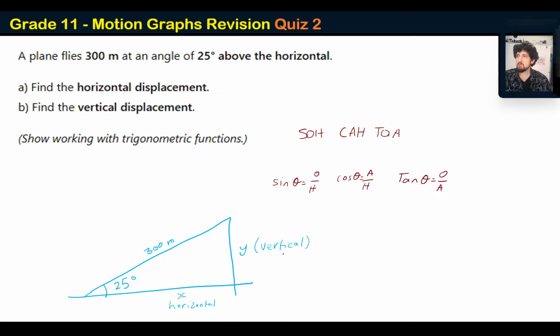If I'm looking for this part here, that is the opposite, opposite the angle, so that's O. And I've got the hypotenuse, that's the H, so I'm going to use sine for this. Sine 25 is equivalent to opposite over 300. If I want the opposite, all I have to do is sine 25 multiplied by 300. Sine 25 multiplied by 300, and the answer is going to be 126 meters.